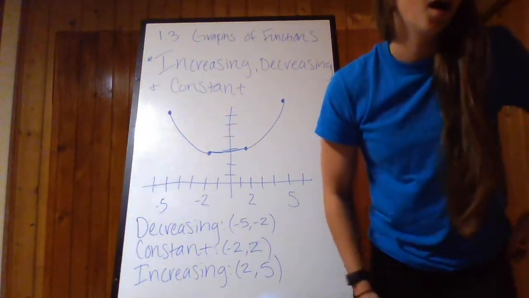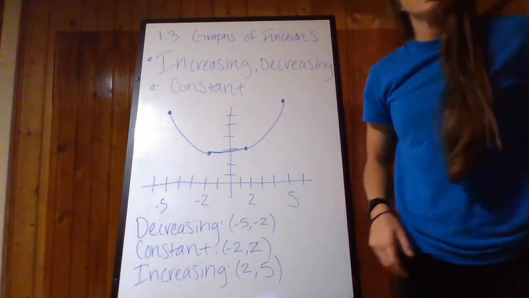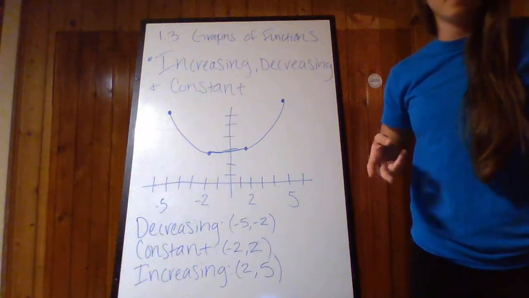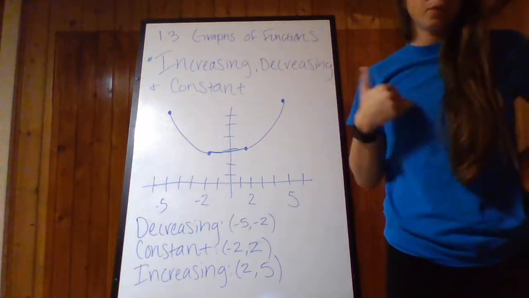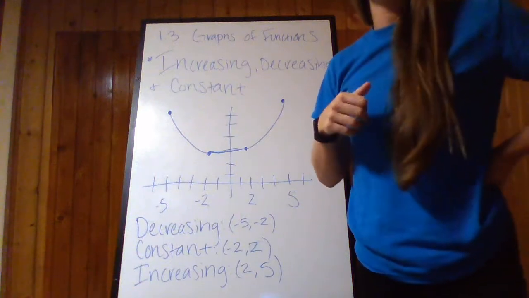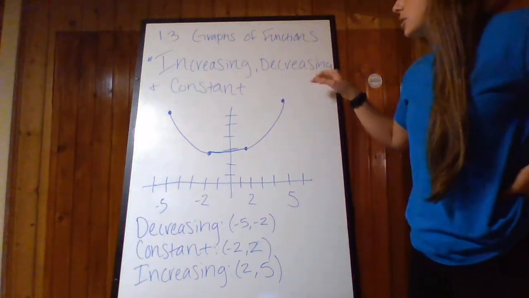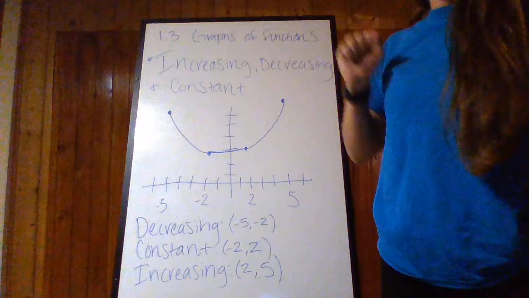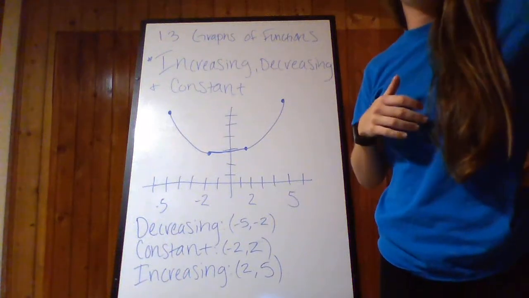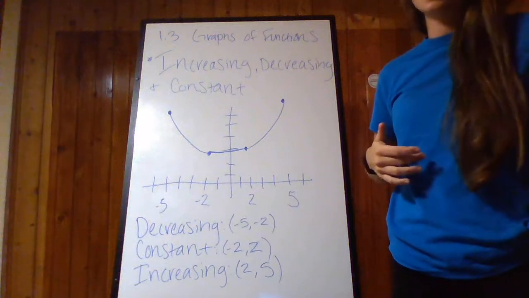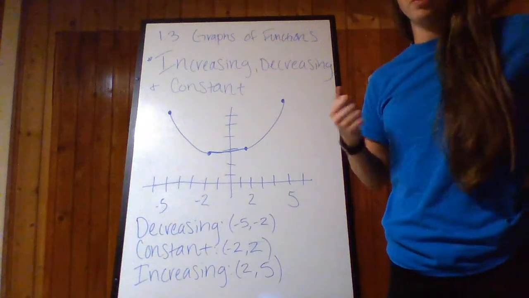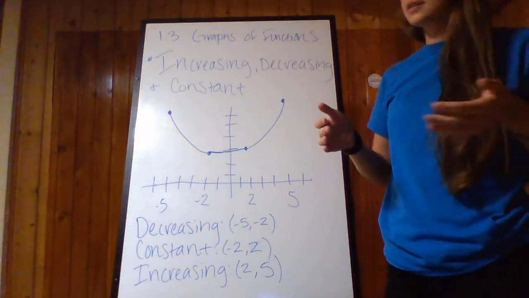So 1.3, there's relatively just two topics we have to talk about, and this is one of them. We'll do another topic right after this, and that'll be it. First we need to talk about increasing, decreasing, and constant functions. Basically this is just writing an interval using the x values to say what is happening with the function from one point to the next.